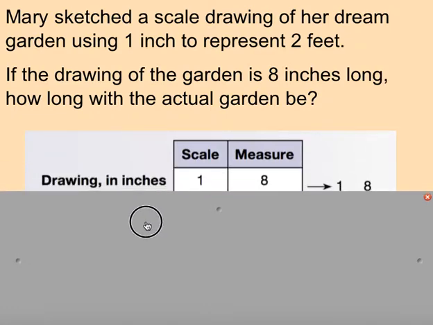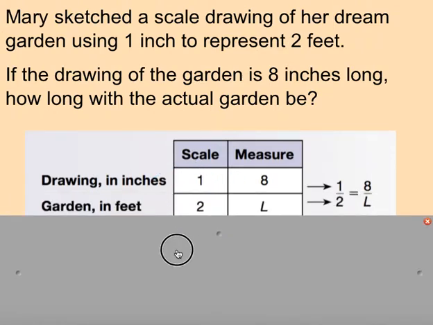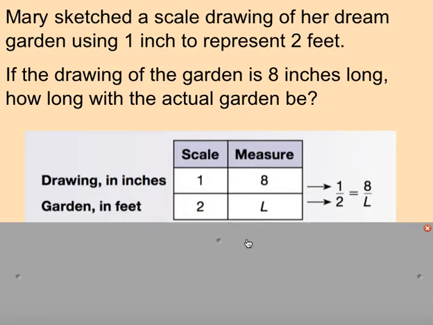And in the first row, we talk about the drawing in inches. We know that the scale is 1 inch to 2 feet. The garden in feet is the 2 part of our scale. We also know that in the drawing we have 8 inches. So we can use this to set up a proportion, saying we have this scale of 1 to 2, and that's equal to 8 in the drawing over the length of the garden in reality.